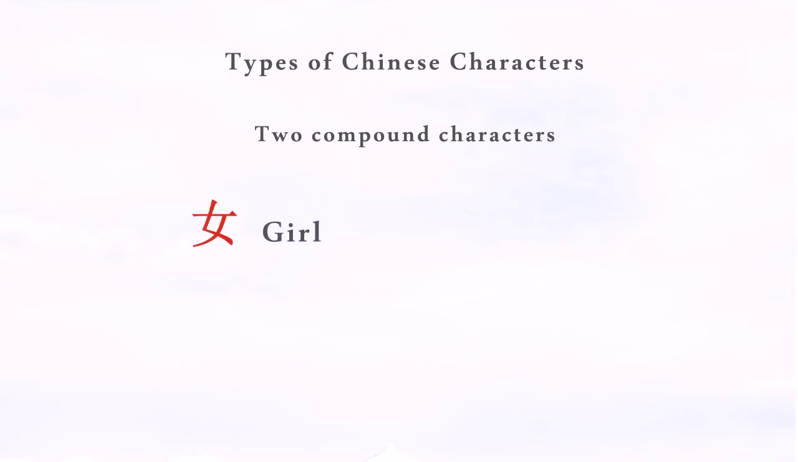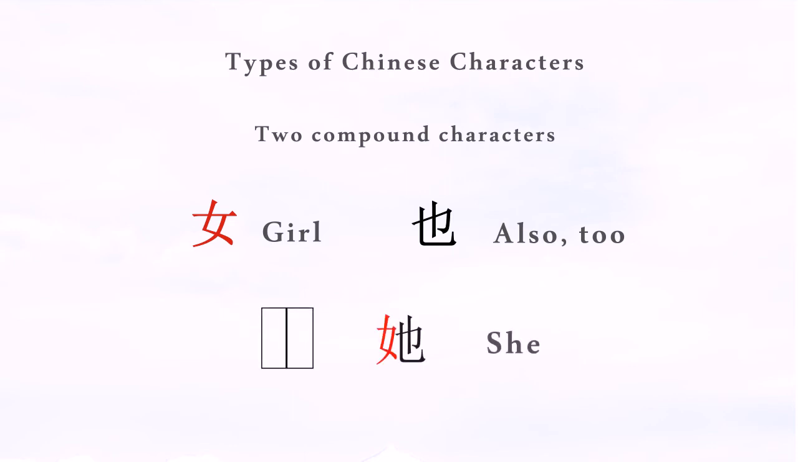女, which means girl in English, and 也, which means also or too in English. When they come together, it becomes 她, which means she in English. This is the left and right order, because we have 女 on the left and 也 on the right.